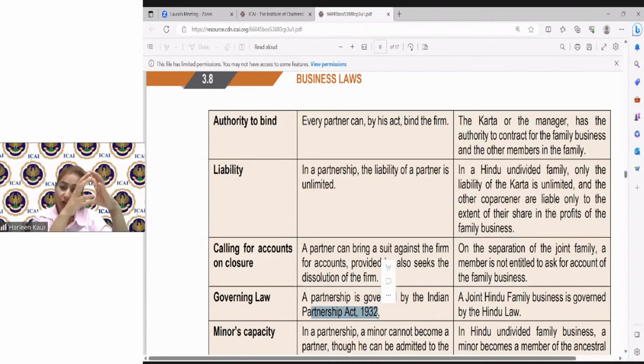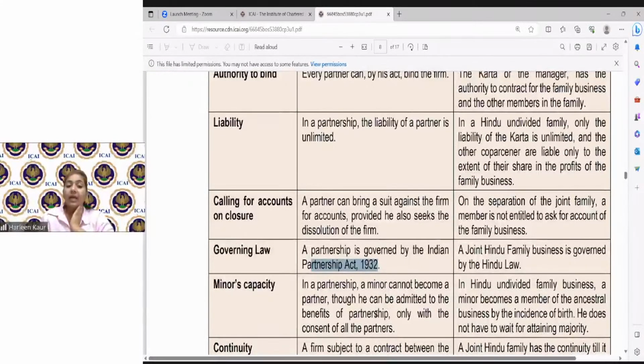Remember, we discussed Indian Partnership has come out of the Indian Contract Act because partnership is also forming a contract with each other, forming an agreement. So here, Partnership Act provisions are applicable. In partnership, a minor cannot become a partner, though he can join for the benefits of partnership. But here, only with the consent of all the members can he be allowed to become a member.